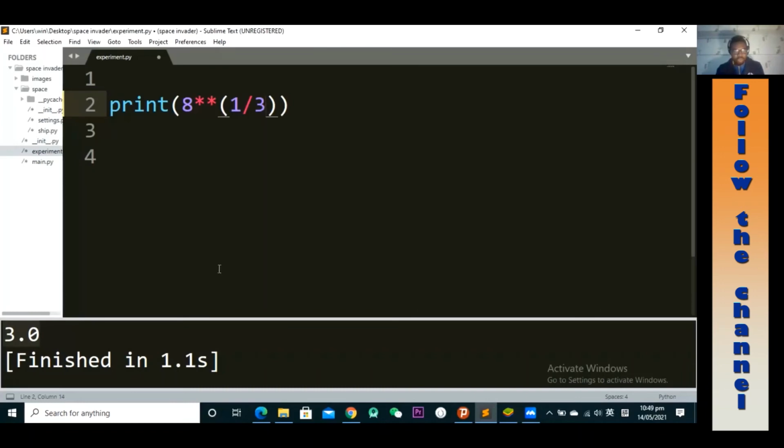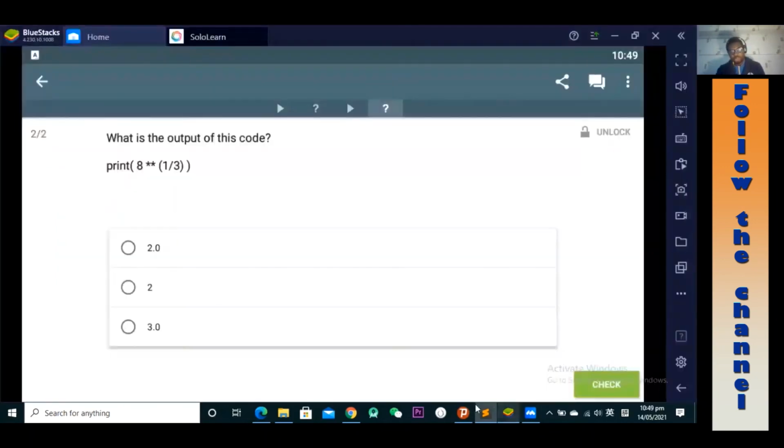We have to multiply 2 by 2 by 2, so the cube root of 8 is 2. I can save this and run this. As you guys can see down here, it's 2.0. Why are we getting a float? Because this 1/3 is actually a float. So we can go back and answer this question. This is 2.0, so the first one here is the answer. I can check this out. As you guys can see, this is easy and straightforward.